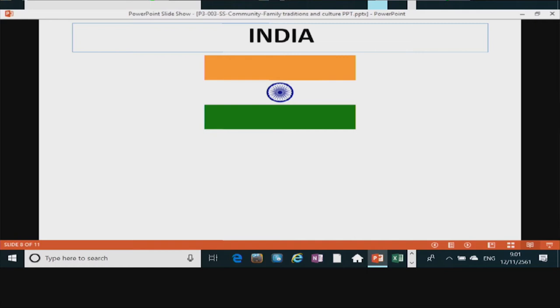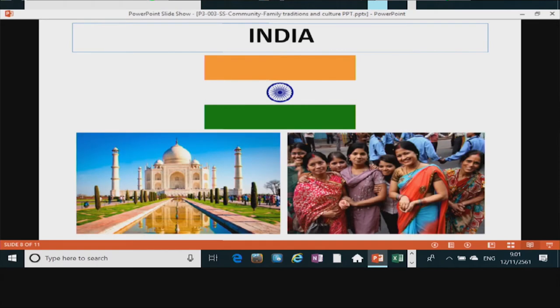Do we know? This one's a bit closer to Thailand. India. India, very good. This is India, which isn't very far. And you see that beautiful building there? Does anybody know what that building is called? That building is called the Taj Mahal. Taj Mahal, can you say? Taj Mahal. You know, one guy, he built that for his wife after she died. His wife died, so he built the building for her.